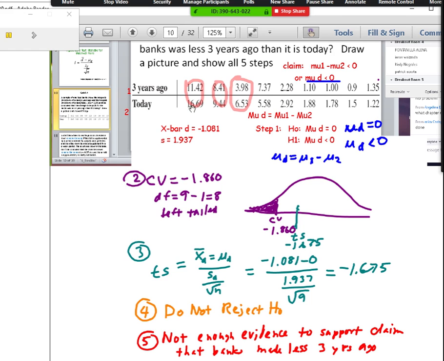But if you did it your way, then you'd have to do today minus 3 years ago. Today would be mu1, and 3 years ago would be mu2, and you switch them. So you do the lower one minus the top one, and you get a positive 1.81 there. So you get a positive 1.675 here. Okay, thank you. Yep, that's totally fine.